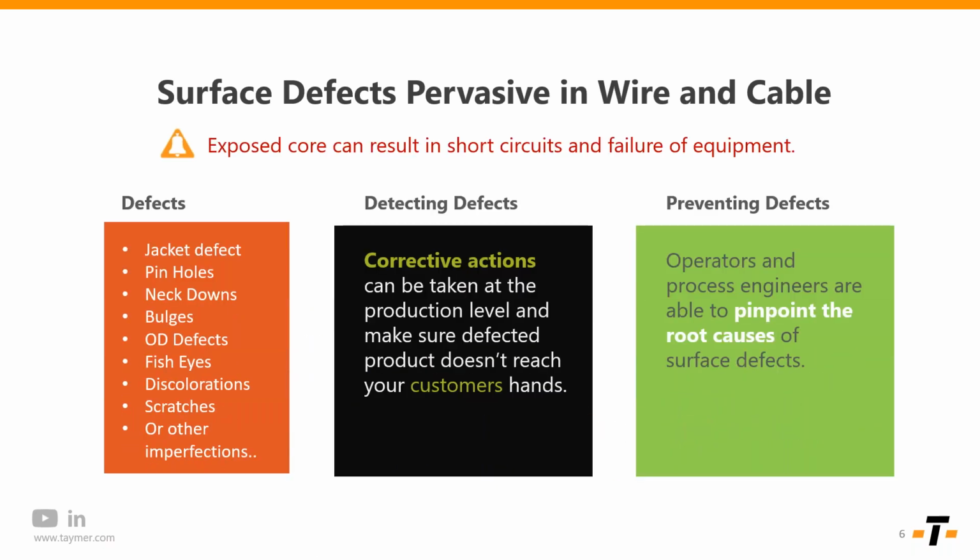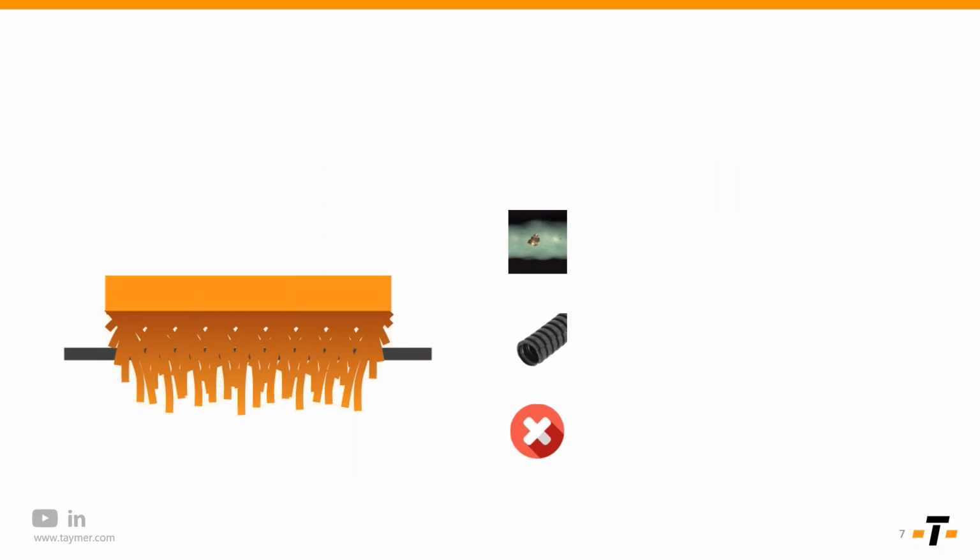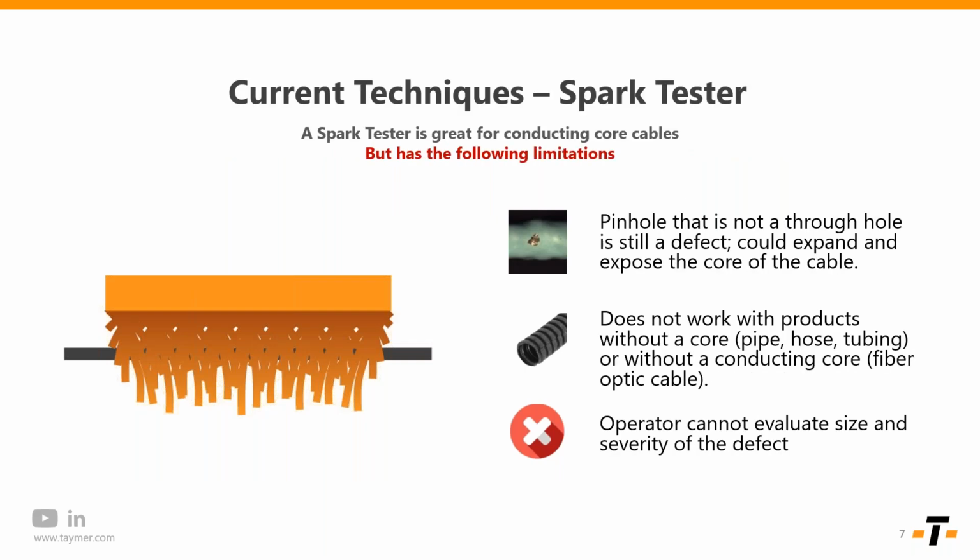In general, the defects you in the wire and cable industry are dealing with are pinholes, fish eyes, lumps, neck downs, scratches, and other imperfections. The SI is designed to look for those defects.